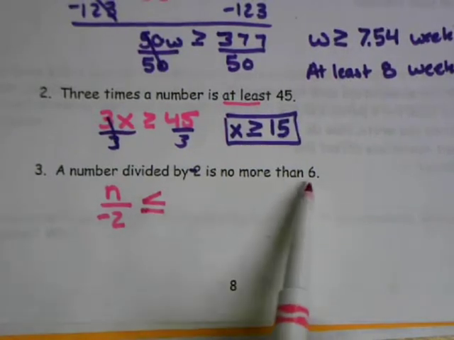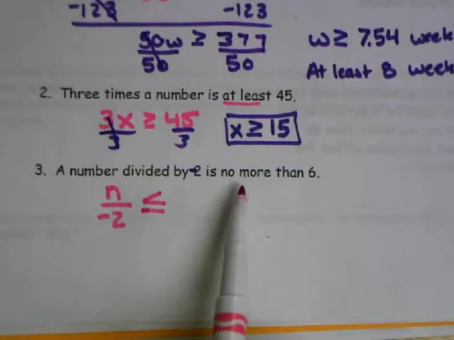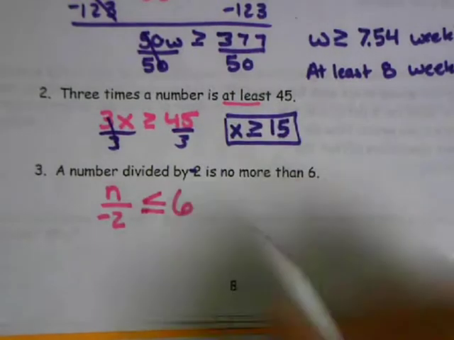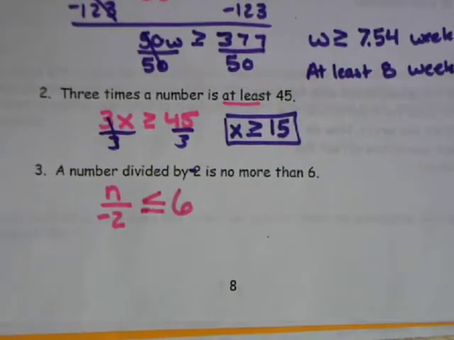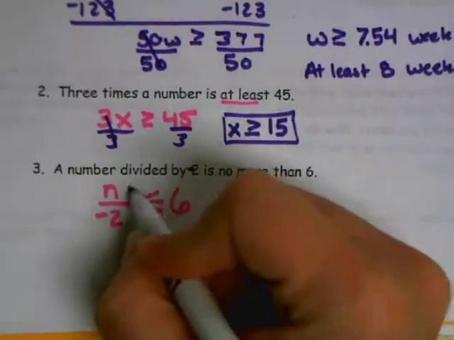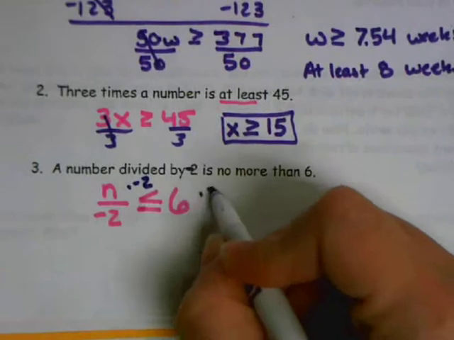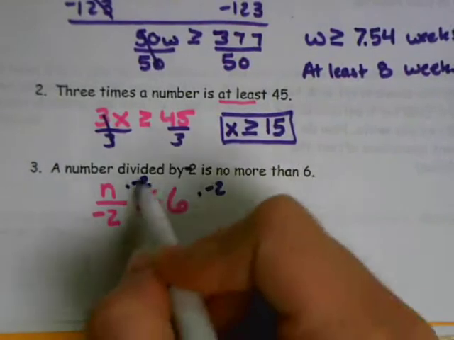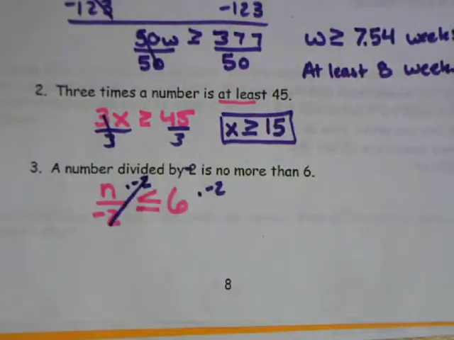Could it actually be 6? Yeah, it just can't be more than 6. So less than or equal to 6. To solve this one, to get the n by itself, we're going to multiply by what? Times -2, times -2, and then -2 divided by -2, see ya.